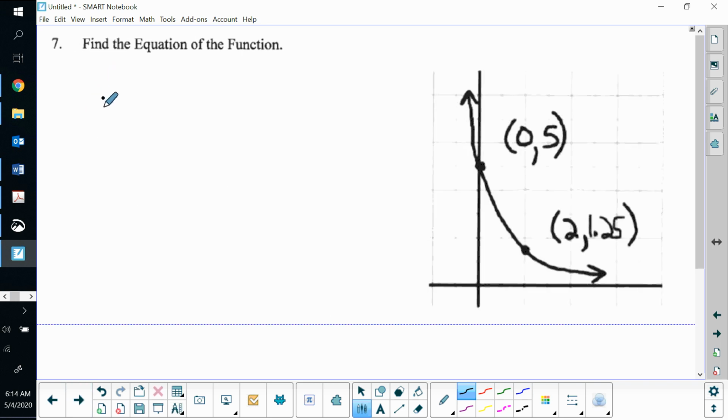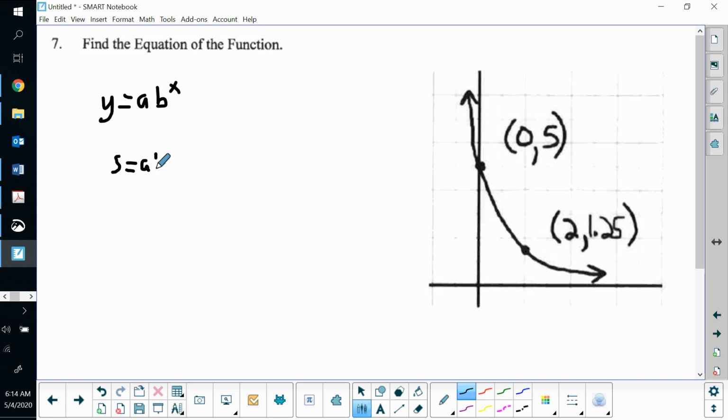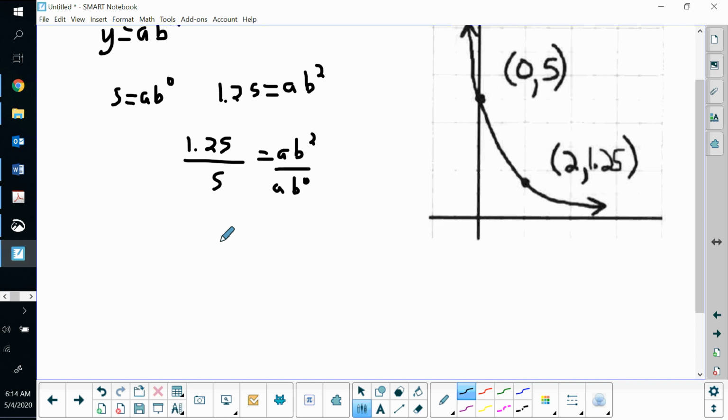For the next one, same idea. We'll work with y equals a times b to the x. Put in the 5 for y equals a times b to the 0. We'll put in the 1.25 equals a times b to the second. The right-hand equation has a bigger exponent, so we'll put that on top. When we divide the left, we'll get either 0.25 or 1/4, however you want to write it.